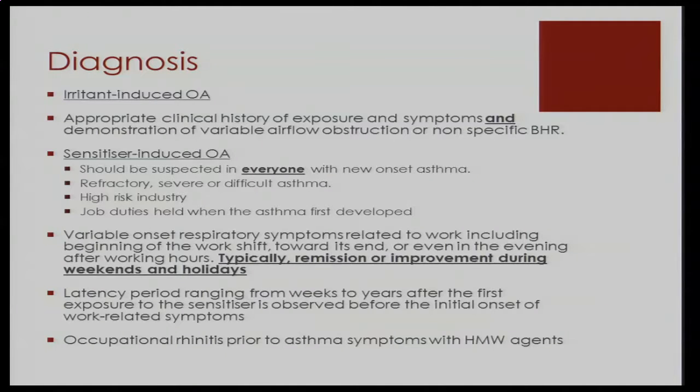So in terms of sensitizer-induced, this is a condition that should be suspected in every adult with new onset asthma, or in adults with asthma that is difficult to control, or if you've got somebody with asthma that works in a high-risk occupation, such as working at a bakery or the pet shop. And it's important really to find out about the job that the worker had when the symptoms of asthma started to develop. So you may be seeing them 5 or 10 years after the onset of their asthma symptoms. So taking a really thorough occupational history, going back throughout their careers to all the duties, all the jobs that they've had and the duties they've had during those jobs, to try to find out what the first job was related to their exposure, the onset of their symptoms.